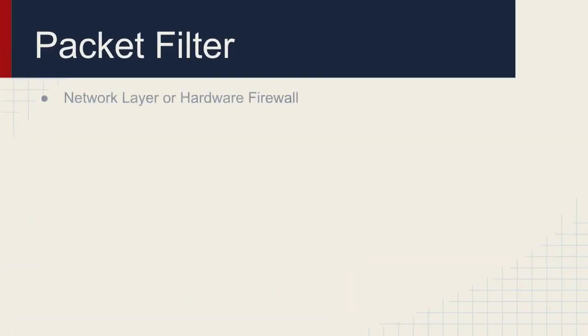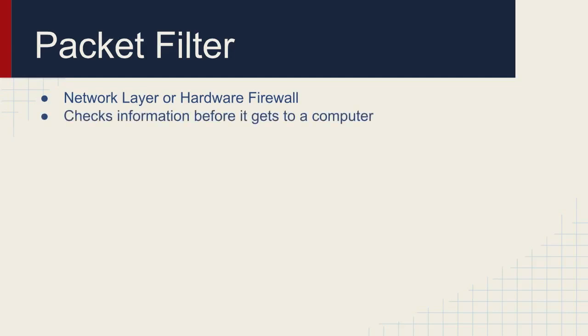Packet filter. That's another name for a firewall. It's also known as the network layer firewall or a hardware firewall. It basically checks information before it gets to a computer. Most people in their homes do not have a hardware firewall. I do, but then I'm kind of a special case. It's a little bit limited on what it can check because it is checking those packets and that's about it. It doesn't really have any knowledge of what sort of application is using the packet.